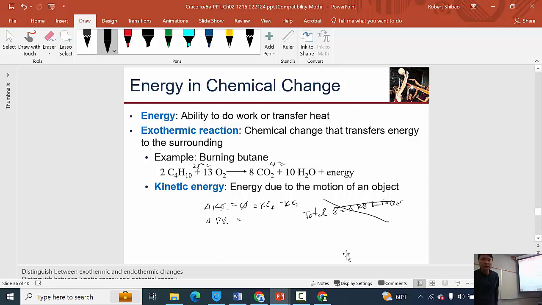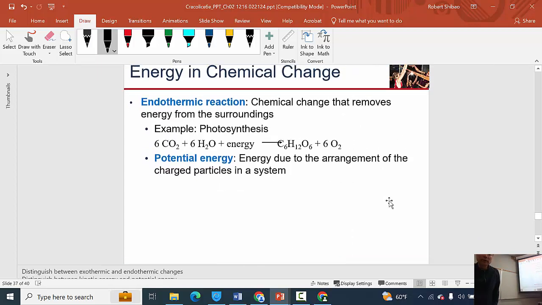The delta PE here is, there's a change here. And so we're going from higher energy, this is an explosive mixture of butane and oxygen, to a lower energy. This is not really explosive here. Okay, let me finish off here with this.